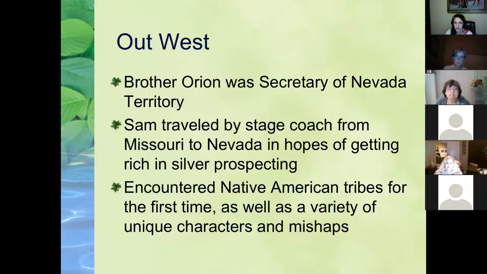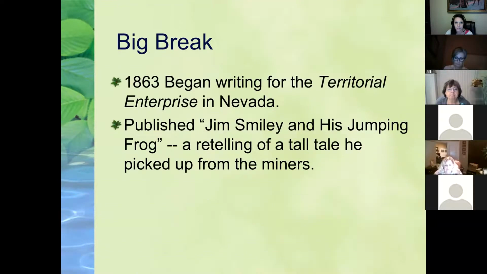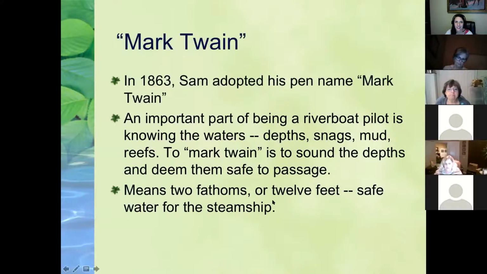Let's see. So he encounters Native American tribes. And then he starts writing for the Territorial Enterprise, does Jim Smiley and His Jumping Frog. And it just gives a quick, oh, and I love this, the explaining of his name. I think we've all heard this since we were little, but it's a nice review. He picks Mark Twain because it's an important part of being a riverboat pilot. It does depths, snags, muds, reefs. To mark twain is to sound the depths and deem them safe to passage. So 12 feet is safe water for the steamship. What a clever name.